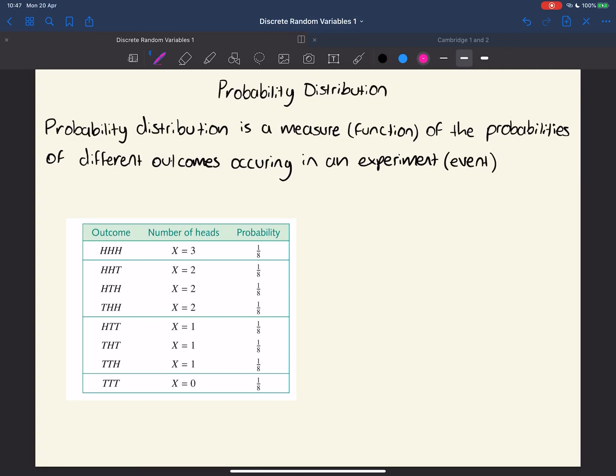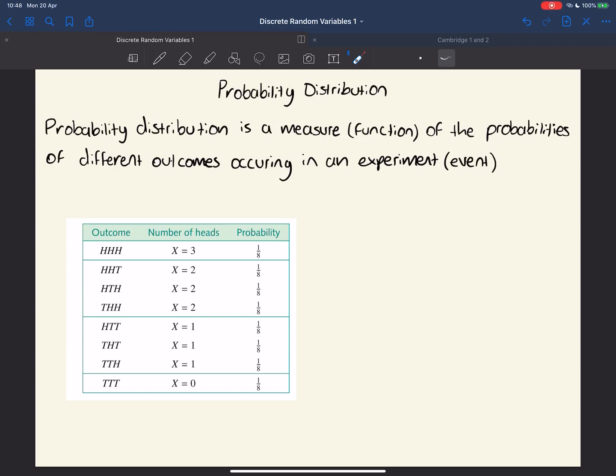You can have a look at the screen. This is an experiment where we tossed a coin 3 times. And as you can see, here are the outcomes all below. If you toss a coin 3 times, you could get heads, heads, heads; heads, heads, tails; heads, tails, heads; tails, heads, heads; heads, tails, tails; tails, heads, tails; tails, tails, heads; and tails, tails, tails. They are the outcomes of this particular experiment.